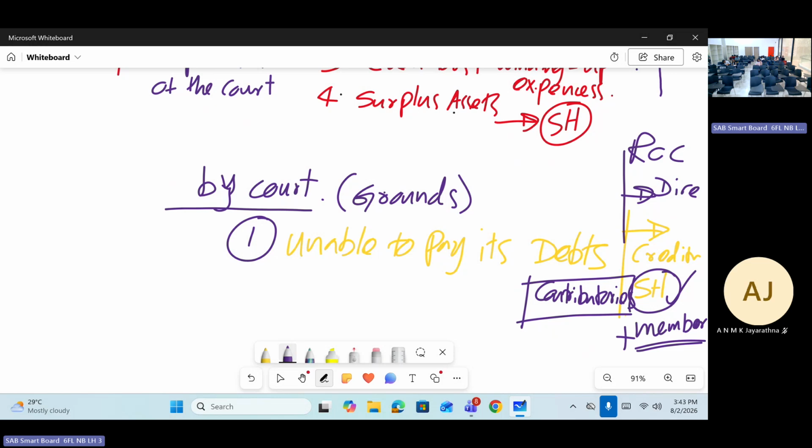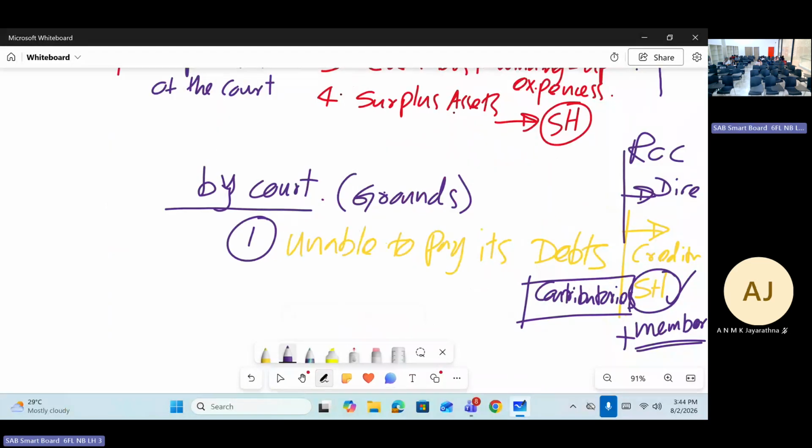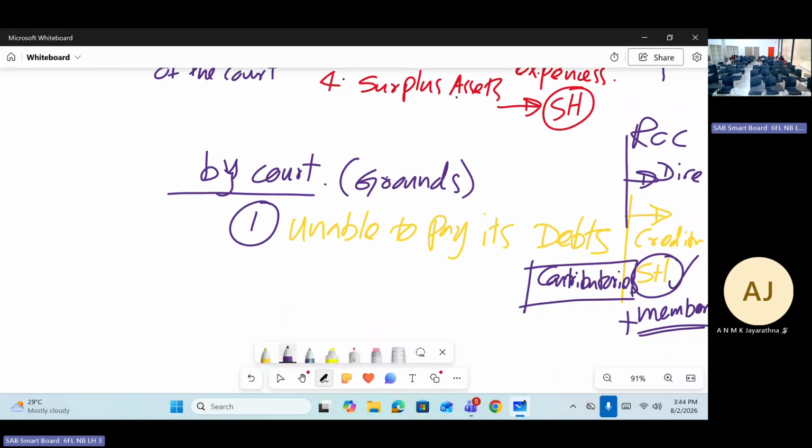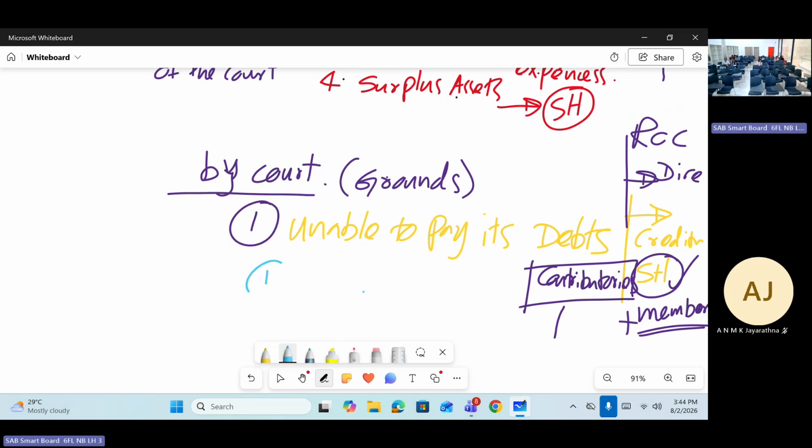Now here we can identify some examples given in the Companies Act which indicate that the company is unable to pay its debts. Basically, there are two instances given in the Companies Act. The first one, we can number as 1 and 2.